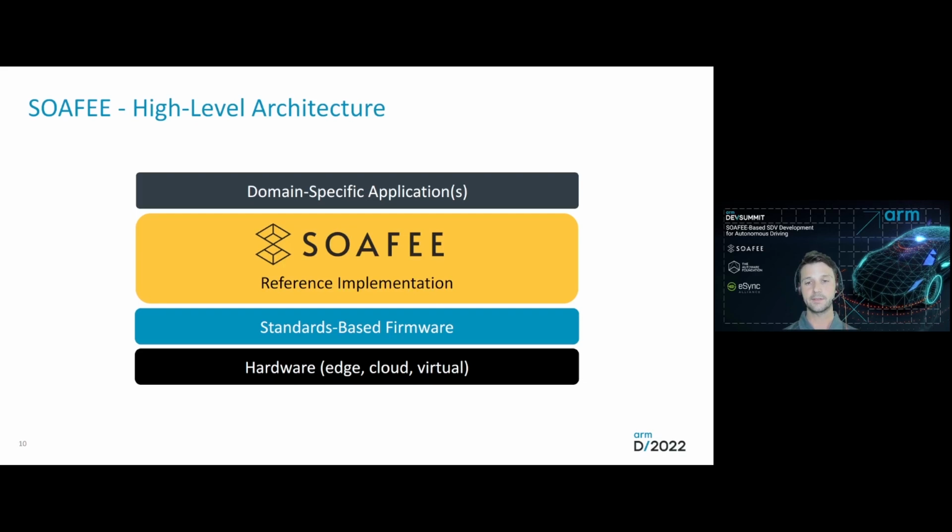Using the cloud gives us availability and scalability. One use of virtual hardware is to enable a user to deploy software on hardware that is not available or does not yet exist in silicon. I hope this gives you a high-level understanding of the SOAFEE architecture, and next, I'll talk about how we actually use this architecture for this project in more detail.